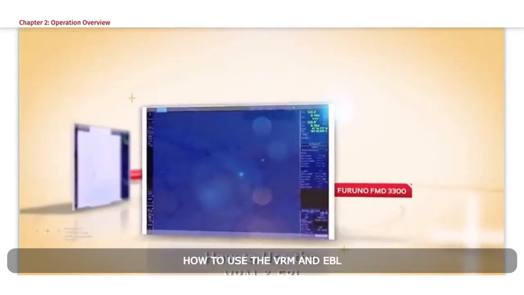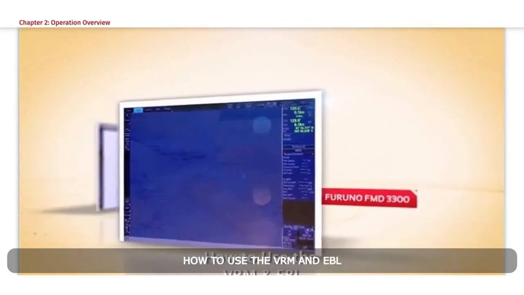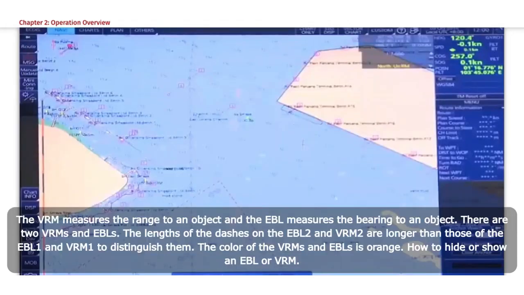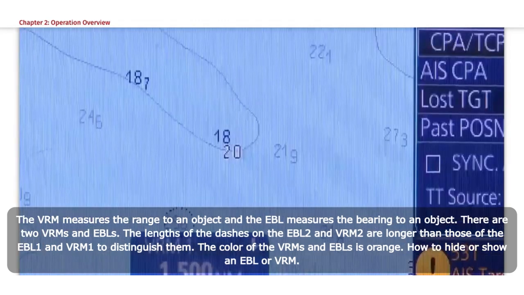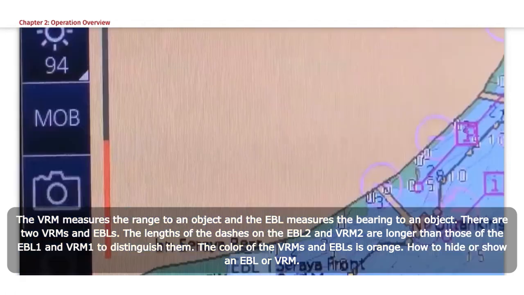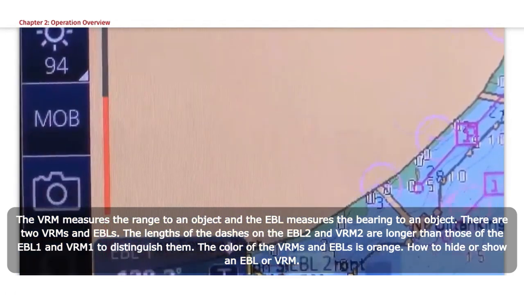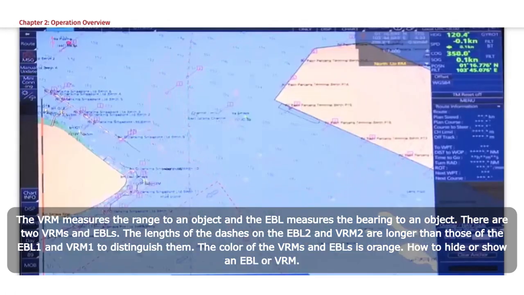How to use the VRM and EBL. The VRM measures the range to an object, and the EBL measures the bearing to an object. There are two VRMs and EBLs. The lengths of the dashes on the EBL2 and VRM2 are longer than those of the EBL1 and VRM1 to distinguish them. The color of the VRMs and EBLs is orange.